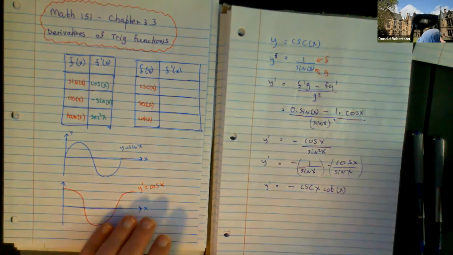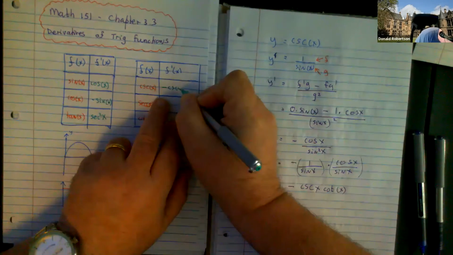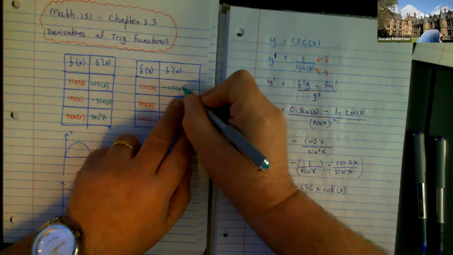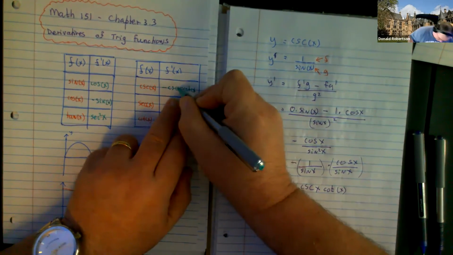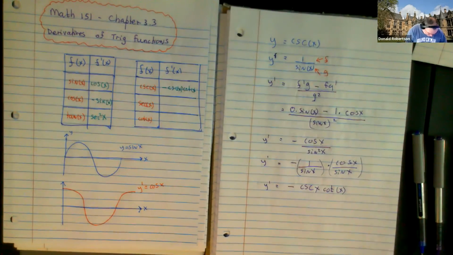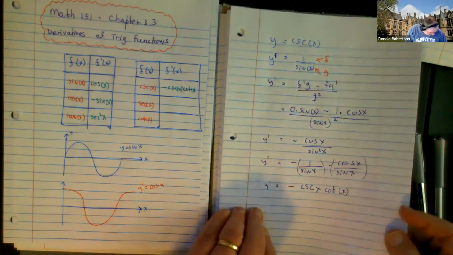Negative cosecant x cotangent x. Next one. Only 2 to go.